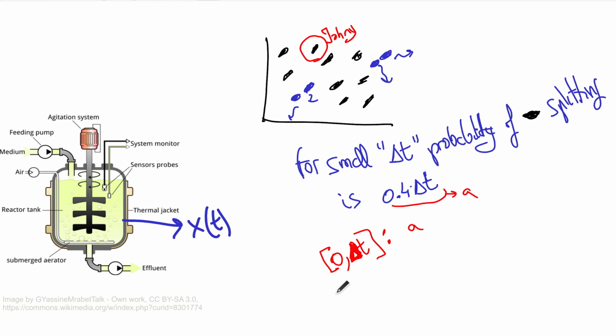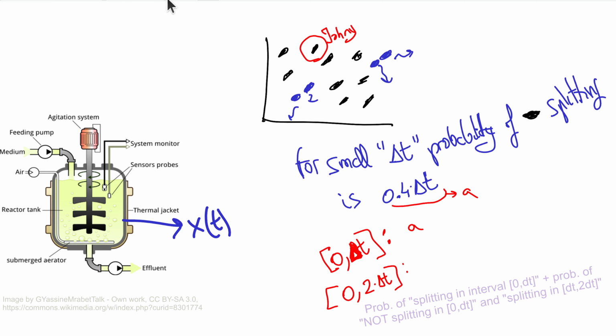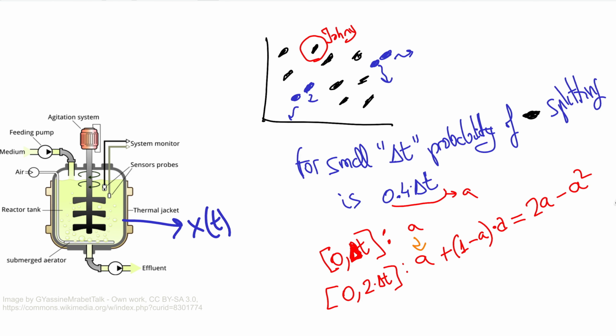Then, which is the probability of splitting in the interval 0 to increment of t? Well, in that case, it will be the probability of splitting in the first half of this double-sized interval plus the probability of not splitting in that first half times, if they are independent, the probability of splitting in the second half. Then carrying out these operations, this thing will be 2a minus a squared.